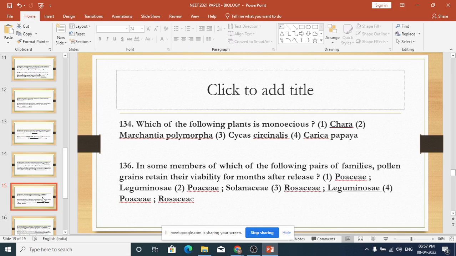Can you read this, Anisha? Yes, sir. Which of the following plants is monoecious? 1. Chara, 2. Marchantia polymorpha, 3. Cycas circinalis, 4. Carica papaya. So the answer given is Chara. What is this monoecious? Is this 11th or 12th? This is 12th, sir. Dioecious means it is having a single sex, just like papaya. Okay, okay.